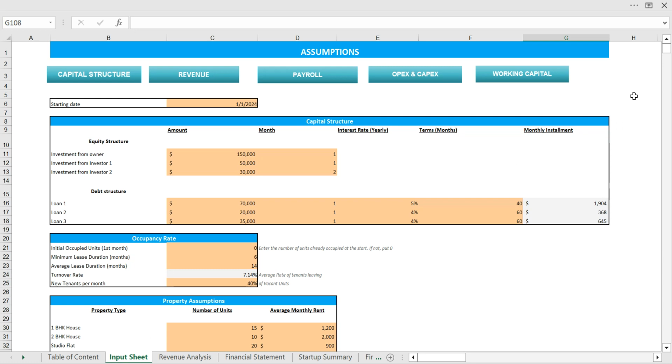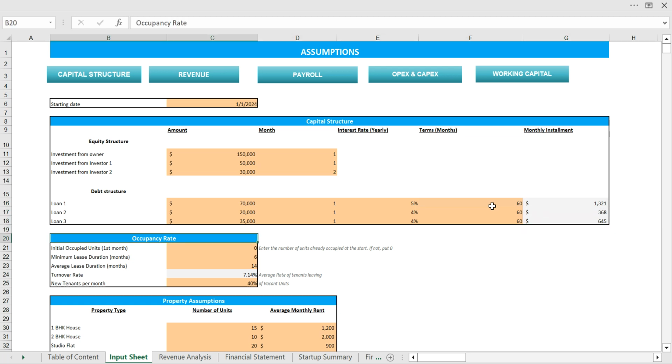We will start with an assumption sheet which contains all the assumptions about the capital structure, revenue assumptions, OPEX, CAPEX, and working capital. Here, all the orange cells are those cells which can be changed as per the requirement of your business, and all other cells will be updated automatically. Let me show you how. If I'm changing this from 40 to 60, you can see the change in the monthly installment.